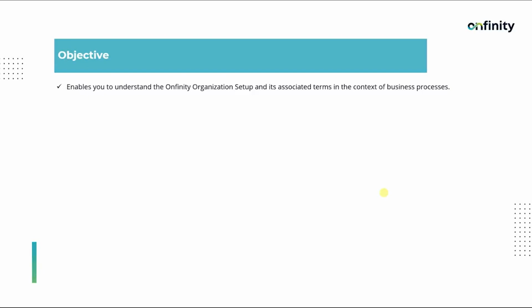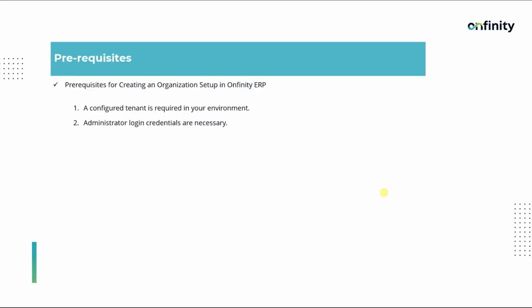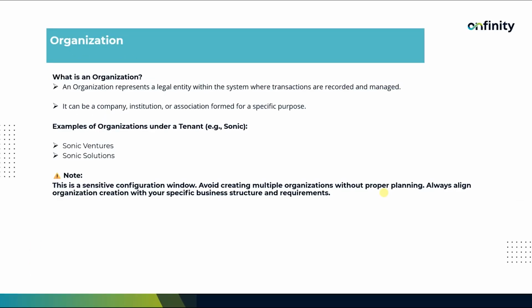business processes. The prerequisites for creating an organization in Onfinity ERP include a configured tenant in your environment and necessary administrator login credentials. Let's understand what an organization is. An organization represents a legal entity within the system where transactions are recorded and managed. It can be a company, institution, or association formed for a specific purpose. For example, under the tenant we created as Sonic, you could have Sonic Ventures or Sonic Solutions as an organization.